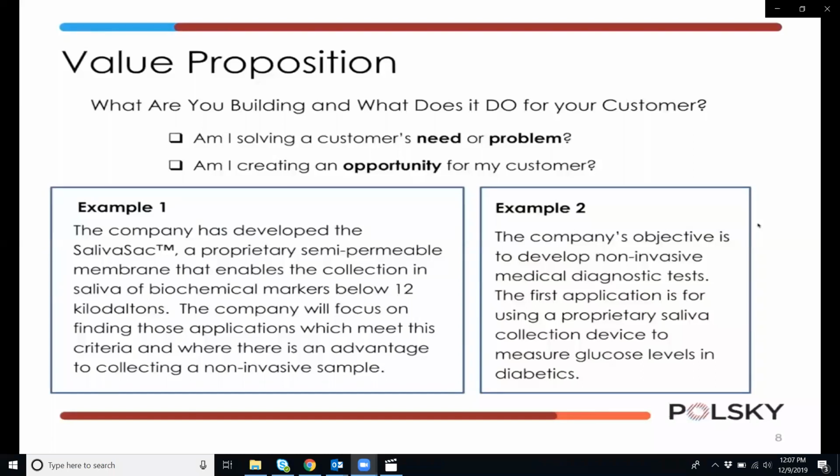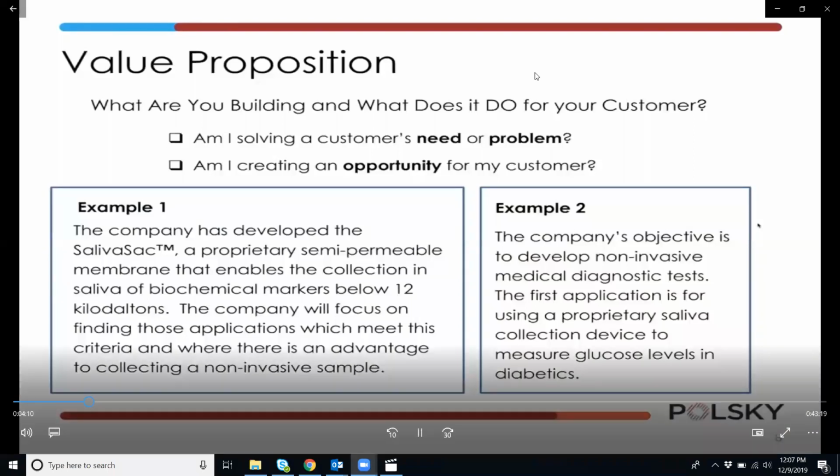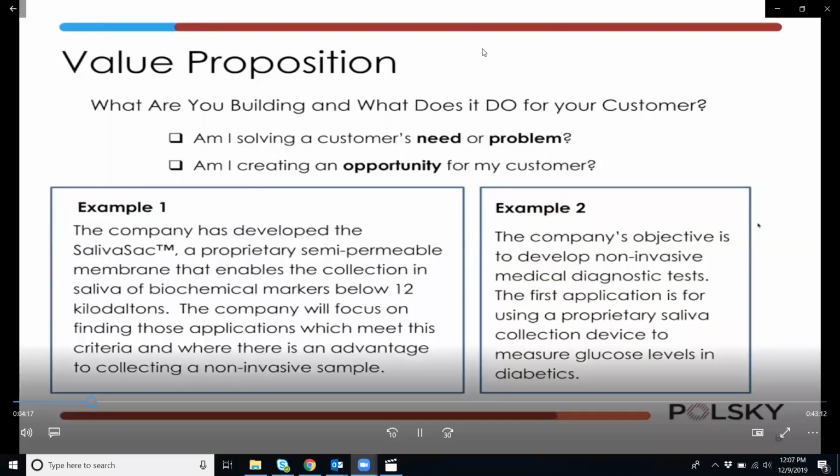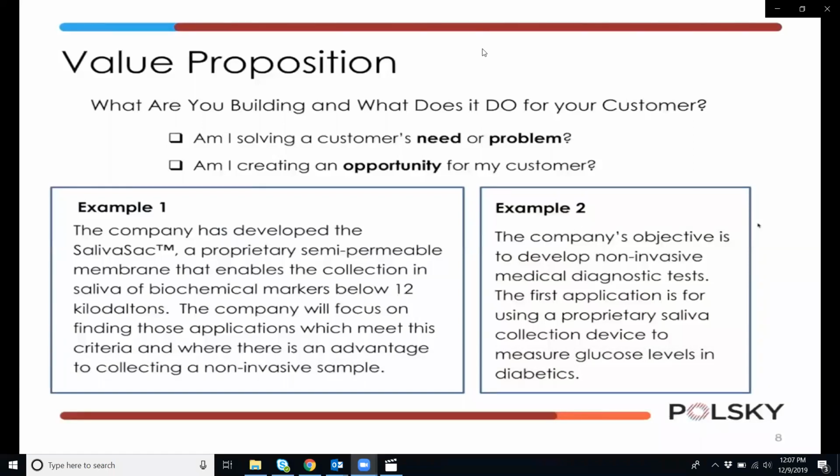It's saying that the company is going to find applications. In other words, it's not saying that we have a product yet. It's not saying what we're going to focus on at the beginning. So if you look at example 2, the company's objective is to develop a non-invasive medical diagnostic test. First application is for using a proprietary saliva collection device to measure glucose levels in diabetes. This is focused on an actual deliverable.